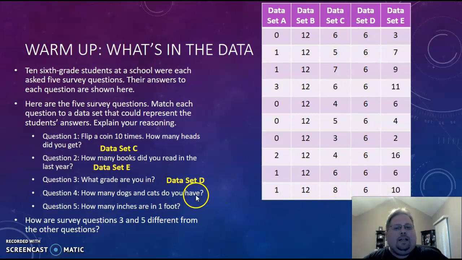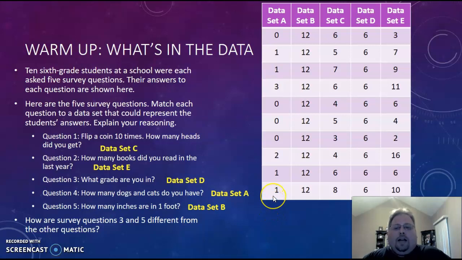How many dogs and cats do you have? This is where data set A comes in, because some people don't have any dogs or cats, and typically 1 or 2 or 3, not 10, is a little more logical. I know some of you may have way more cats or dogs at home, which is fine. And then question 5, how many inches are in a foot? Data set B, because there are only 12 inches in a foot. There are not more than 12, and there's not less than 12.